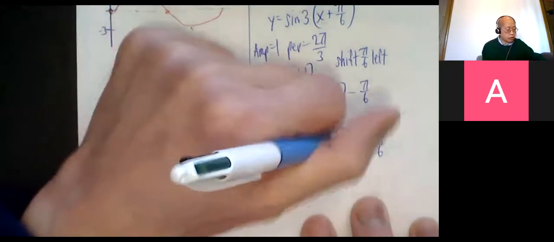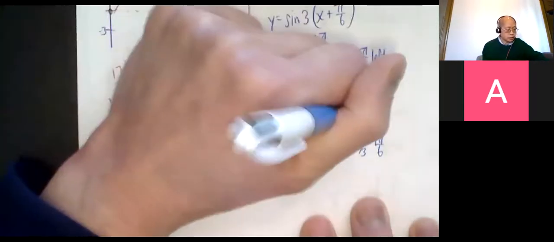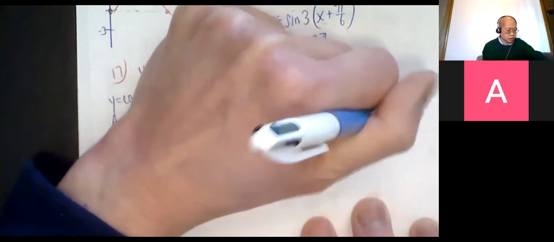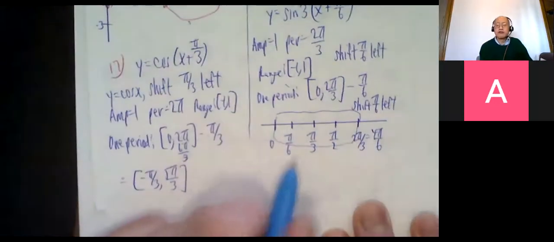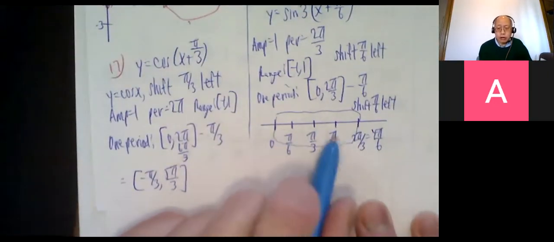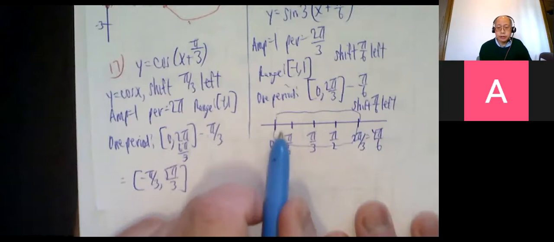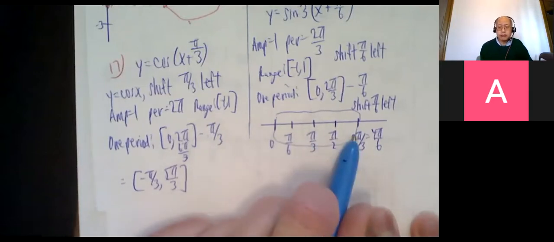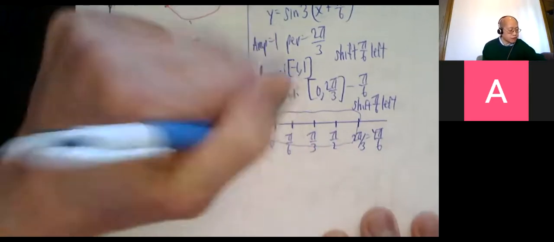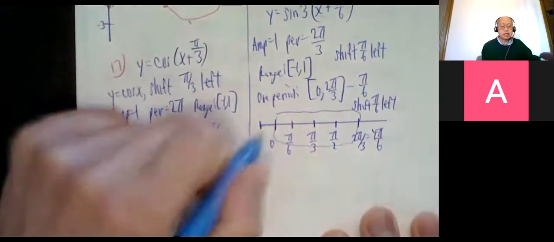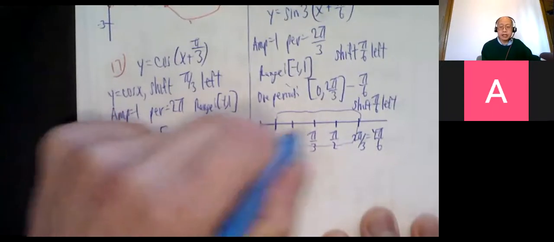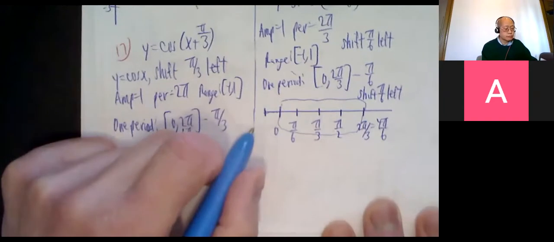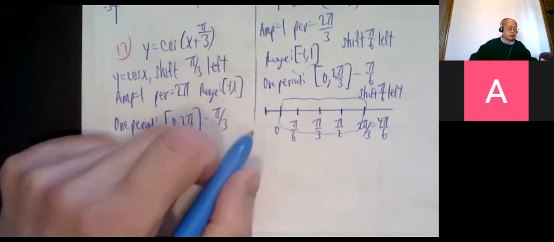I take all of this and shift pi over 6 left. But very fortunately, all of these are already pi over 6 units, aren't they? Pi over 6, 2 pi over 6, 3 pi over 6, 4 pi over 6. So when I move back pi over 6, I just move 0 to negative pi over 6, and the rest just land directly on these. So it's not so bad after all.